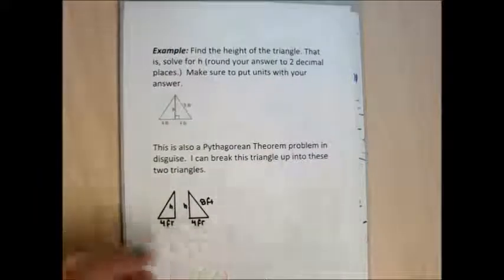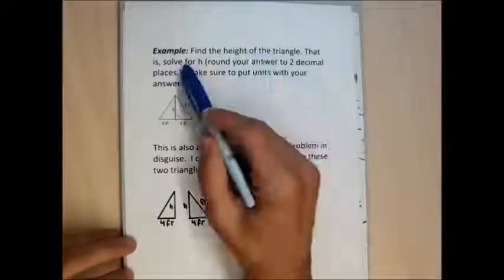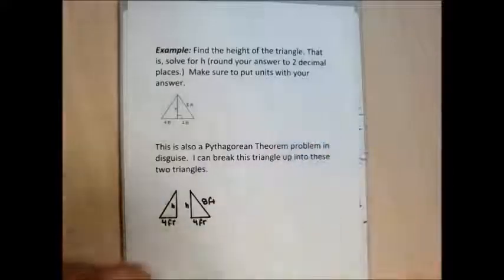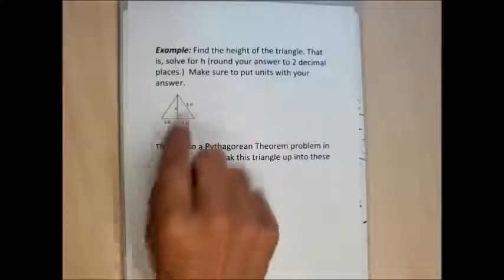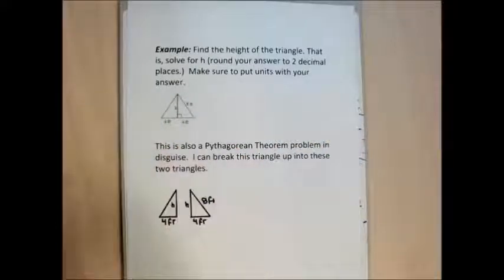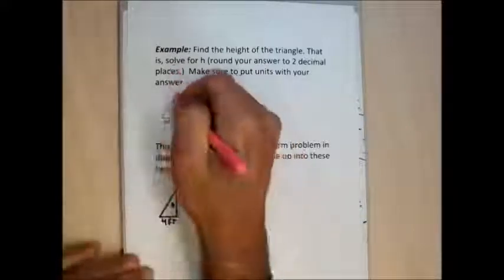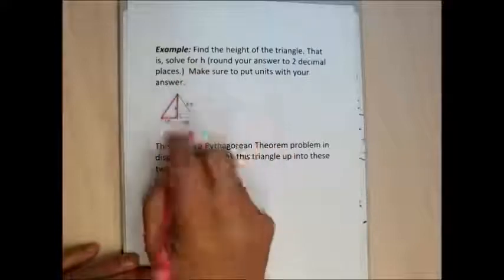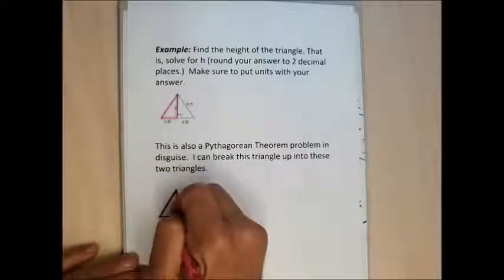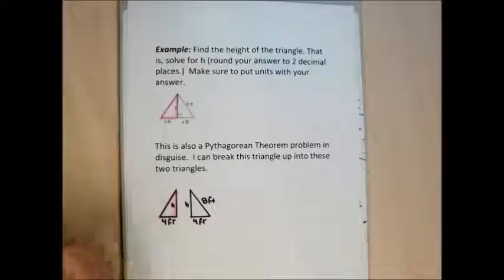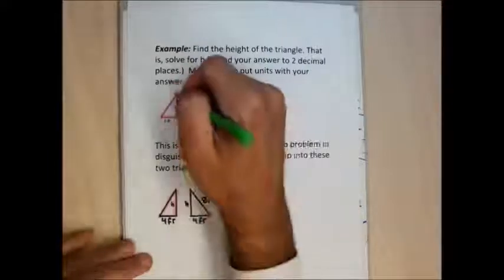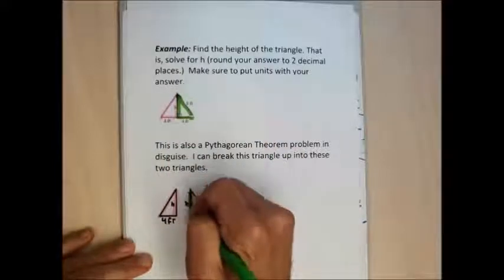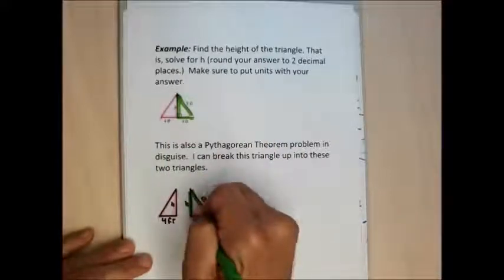All right. Example, find the height of the triangle. That is, solve for h. Round your answer to 2 decimals. Make sure to put units in your answer. So inside this triangle, there's 2 triangles. There's a left triangle that looks like this. And there's a right triangle that looks like this.